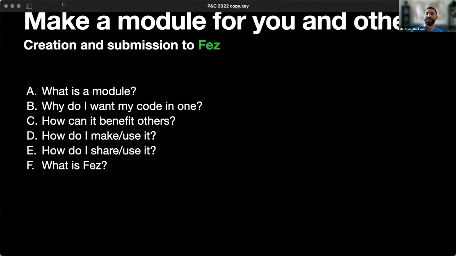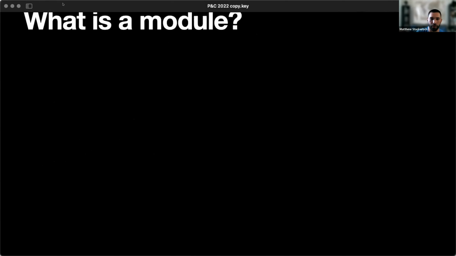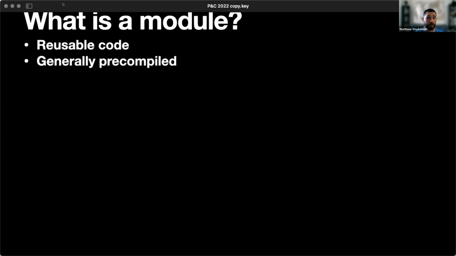Noted for future. Anyway, so yeah, this is the organization of the talk here. So first off, what is a module? Well, it's reusable code. It's generally precompiled. Obviously, we have the option, we can say not to precompile it if we want.